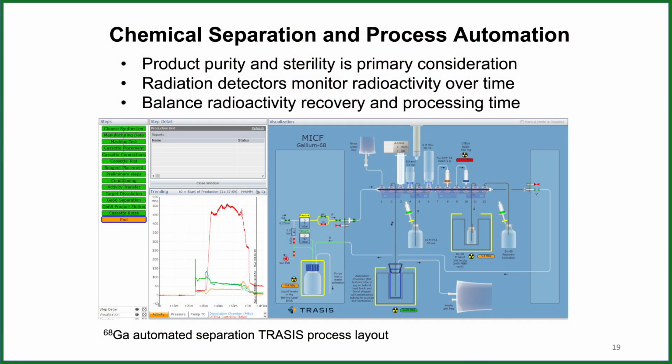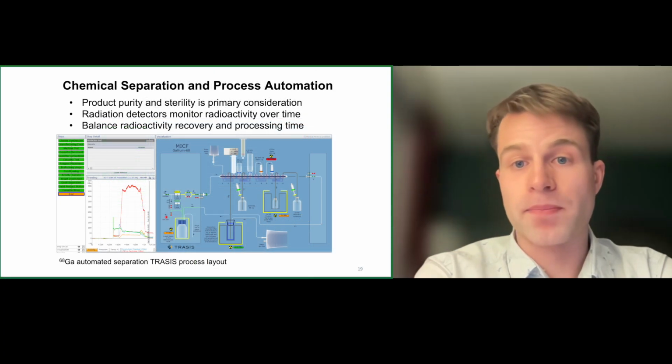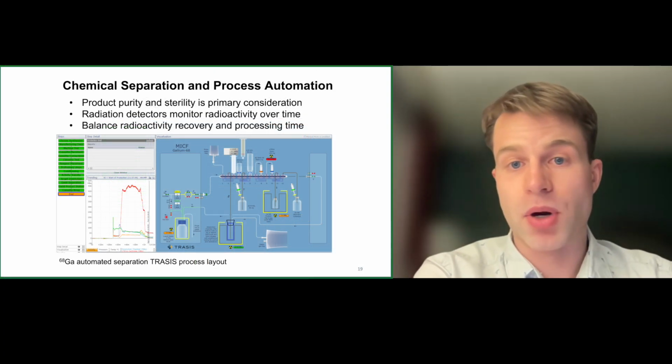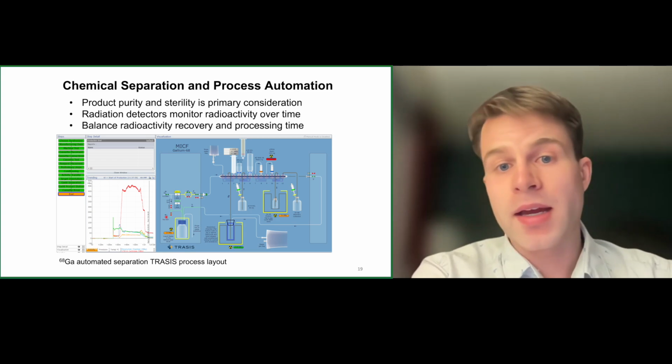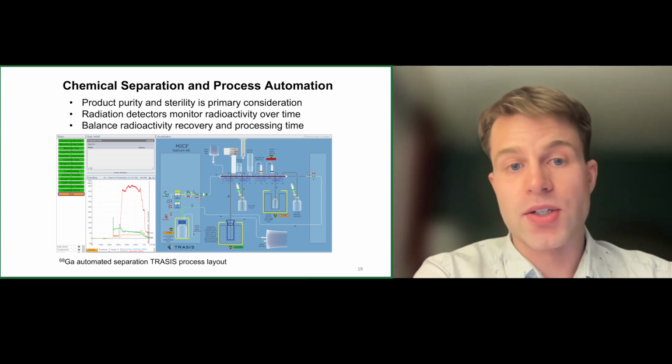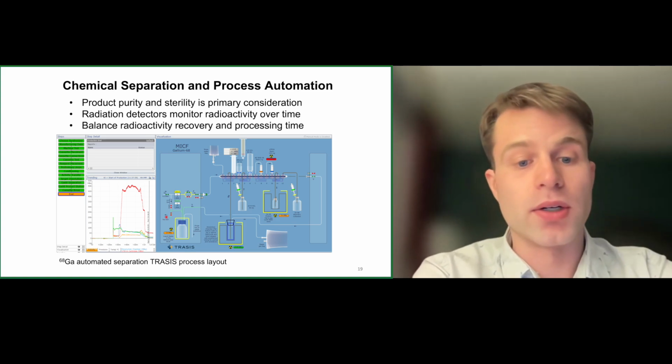However, we also need to optimize for time because gallium-68 coincidentally has a 68-minute half-life. We're in a race against the clock to extract as much gallium-68 as possible from the process without sacrificing our purity. So we have radiation detectors throughout the automated synthesis box to track radioactivity through the process during time. And this way we can balance our radioactivity recovery with the time and achieve a good yield.